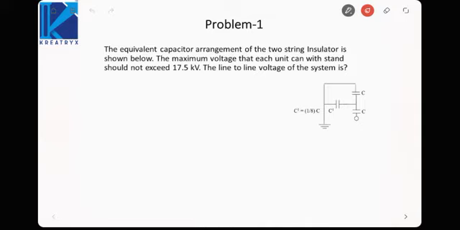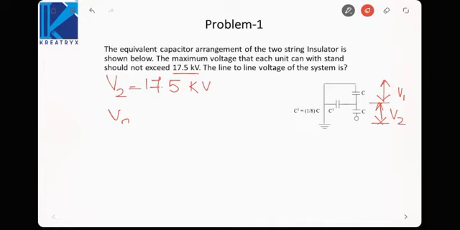In this question it is saying the equivalent capacitor arrangement of a two-string insulator is shown. The maximum voltage that each unit can withstand should not exceed 17.5 kV. We need to find the line to line voltage of the system. Now, as I told you, as we move towards the conductor, the voltage across the disc will increase. So, if the maximum voltage is given, then this will be the voltage across the disc nearest to the conductor. So, this will be your, let us say V2, and this V1. So, it is saying that V2 must be 17.5 kV.